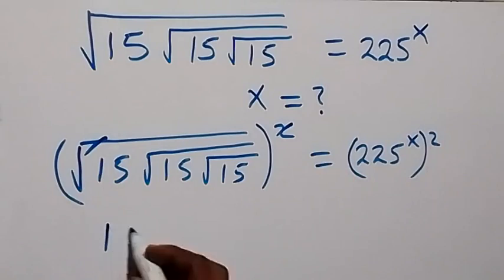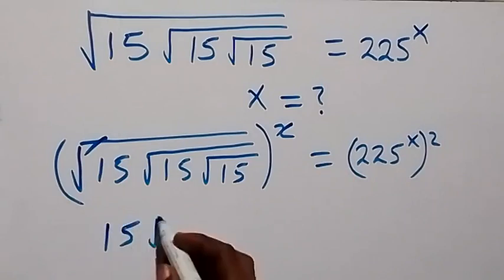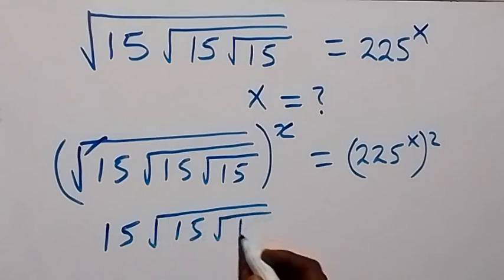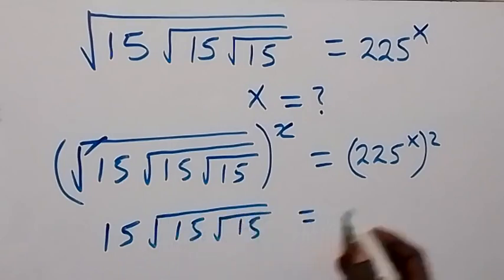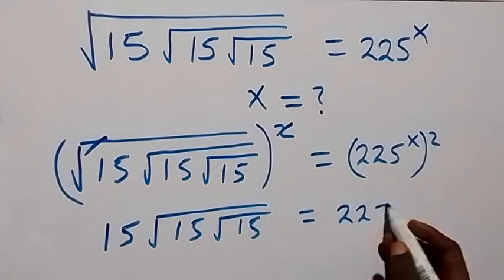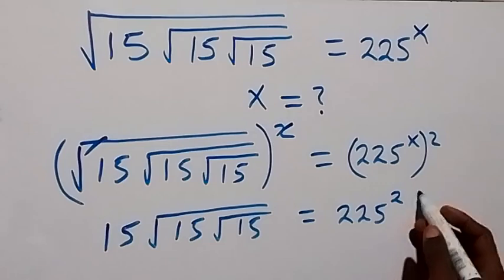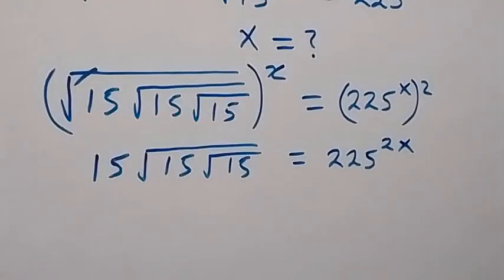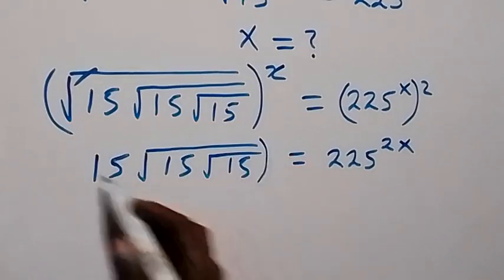Then this gives us 15. Then root 15, inside that as well, we have root 15, which equals, this power will multiply, and this becomes 225 raised to power 2x. Then in the next step, we can square both sides again.